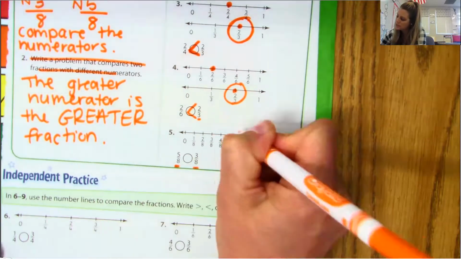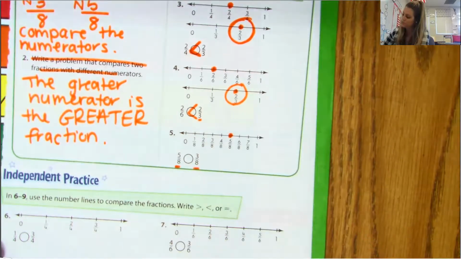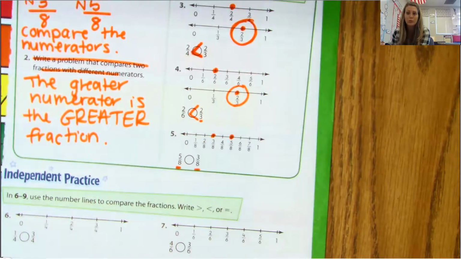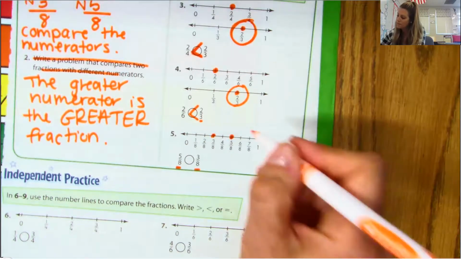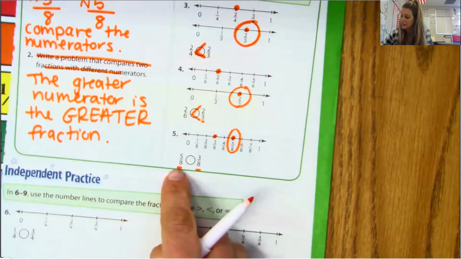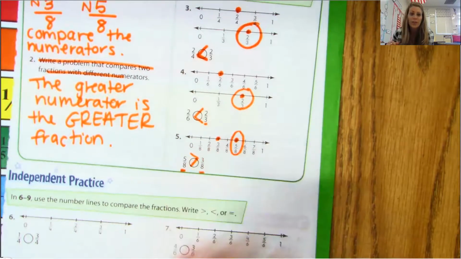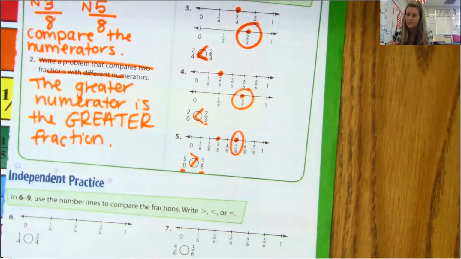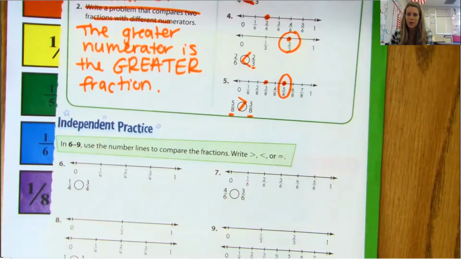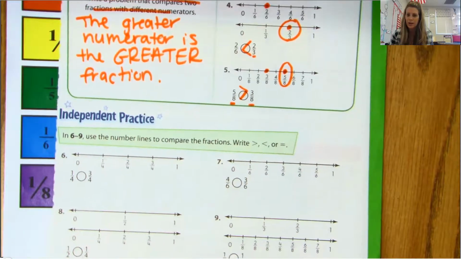5/8 and what? 3/8. Okay, well, which one's greater? Which one's closer to 1, guys? Circle it. 5/8. 5/8 is closer to 1 whole, right? So 5/8 is greater than 3/8, right? All right. I think you guys are becoming experts on this, okay?